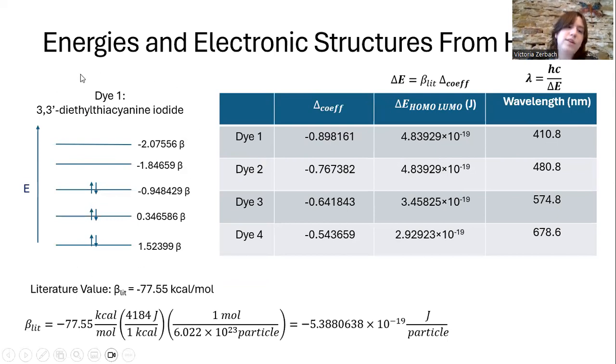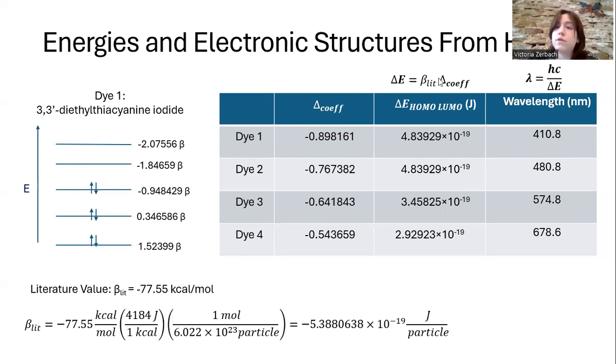So for each dye, we essentially constructed these energy diagrams, filling them up with the number of electrons. So for the first dye, there were 6 pi electrons, so you filled the first 3 energy levels. And the energy difference between here is delta coefficient. Delta coefficient times beta is equal to the energy gap, where the value of beta used here is a literature value of beta.